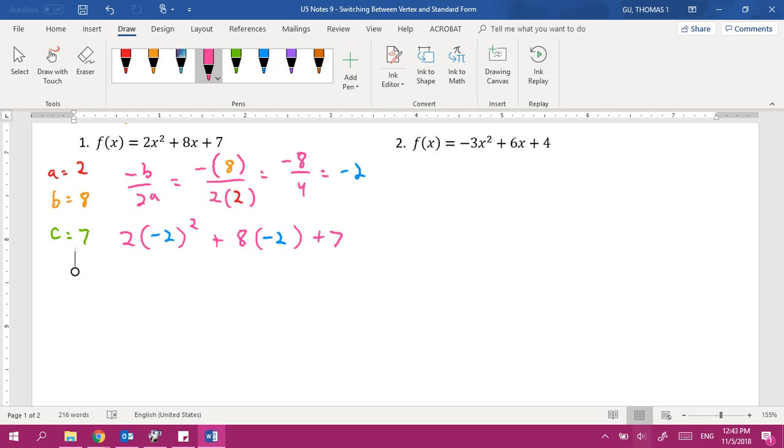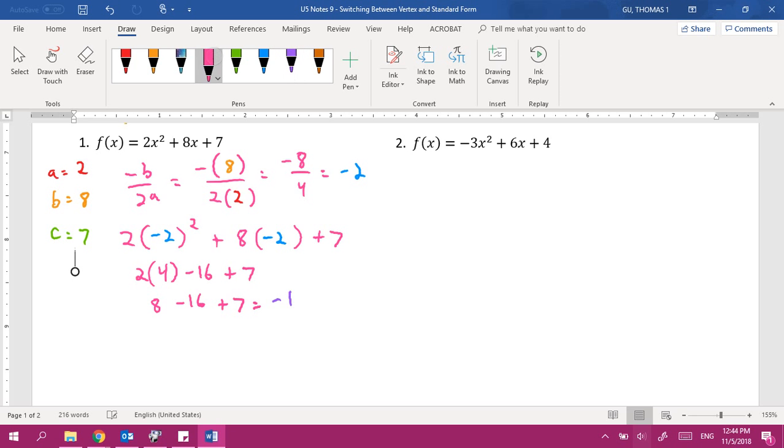And so we need to solve this out. What do we need to do first here? Let's make sure we know. Square the negative 2. What's negative 2 squared? That's positive 4. So we have 2 times 4. And then what's 8 times negative 2? Negative 16. And then we have plus 7. What is 2 times 4? 8. 8 minus 16 plus 7 equals negative 1.